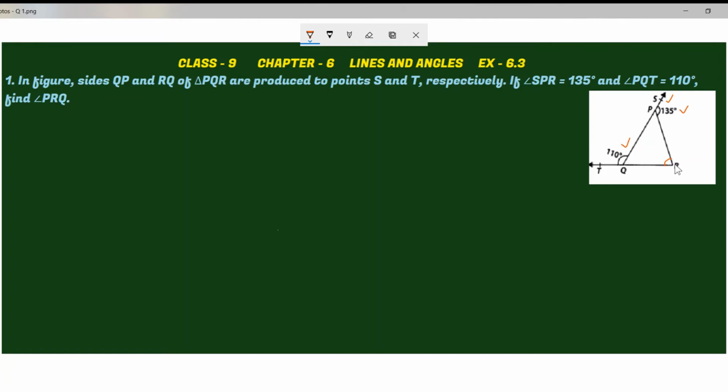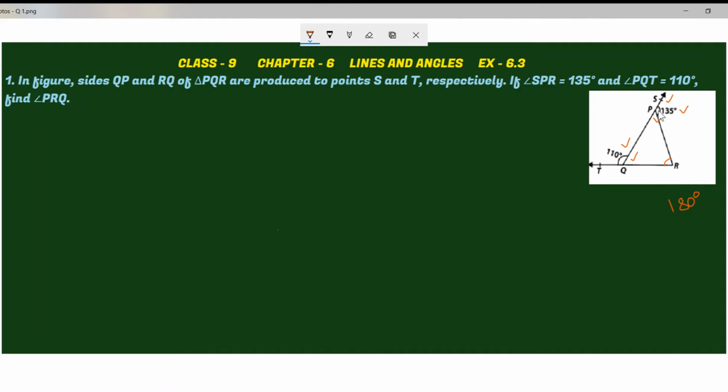To find PRQ, we have to know this angle, that means QPR, and PQR. If you know these angles, you can use the angle sum property of a triangle and then find R by using these two angles. To find these angles, we can use the linear pair because this is a straight line. A straight line forms 180 degrees. The adjacent angles are called a linear pair, and the sum of a linear pair is 180 degrees.